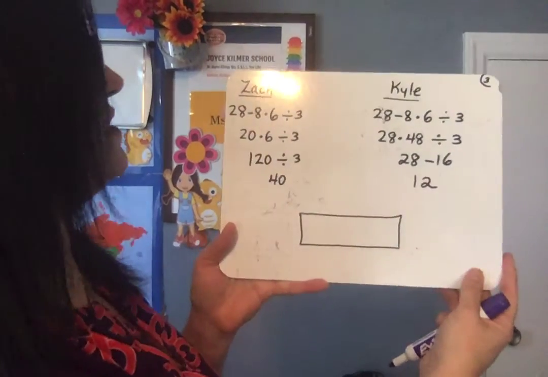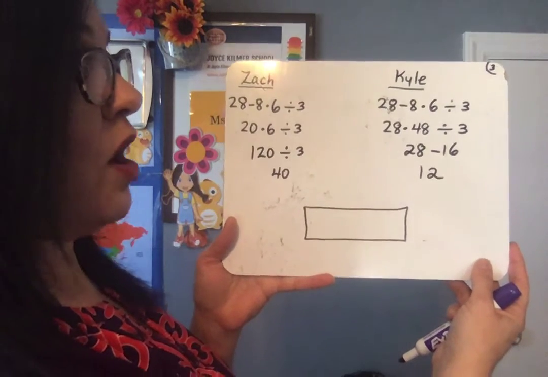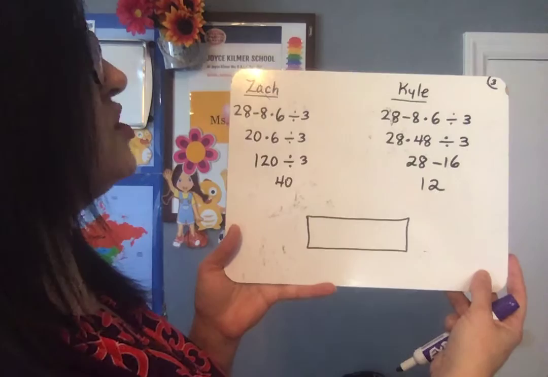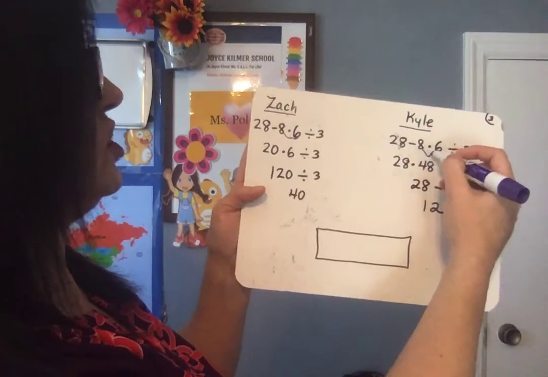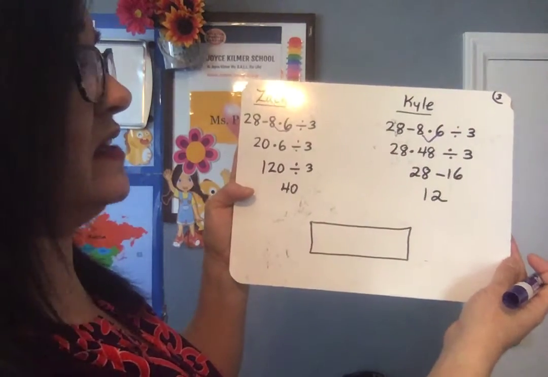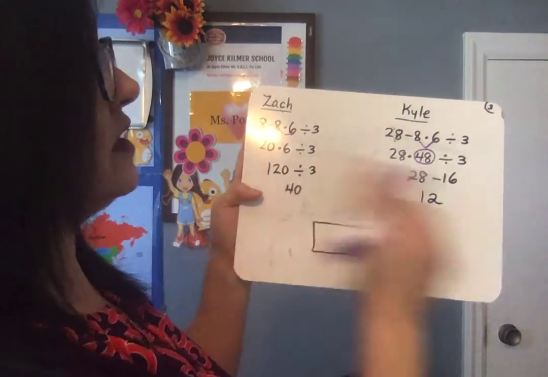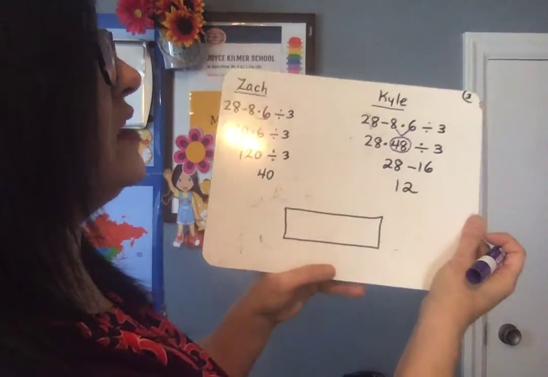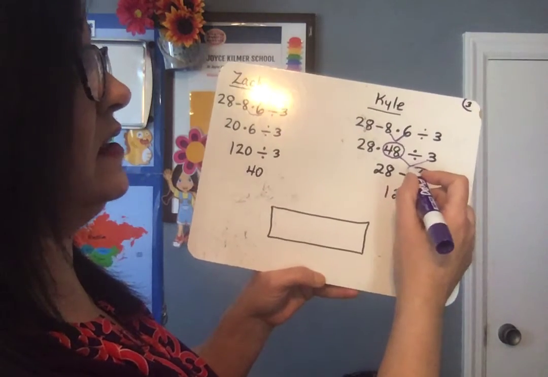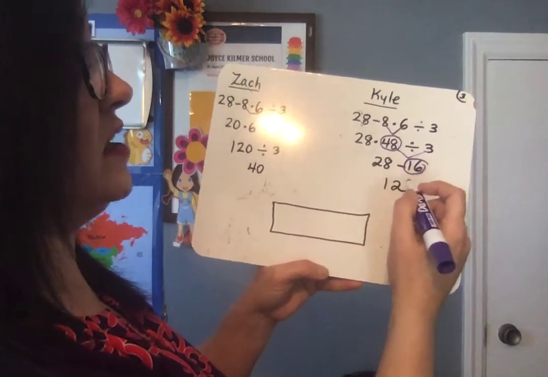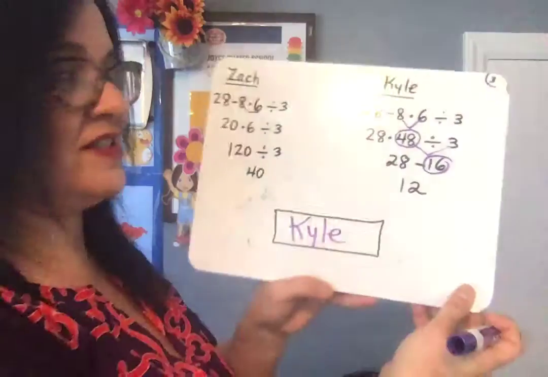If we look at 28, take away 8 times 6 divided by 3, are there parentheses? No. Are there exponents? No. Multiplication and division, whichever comes first. We have 8 times 6, which is first. So what we should do is say 8 times 6 is 48, which Kyle did. Zach didn't do that. So let's see if Kyle continues to be correct. Next, we have division. So 48 divided by 3 is 16. Bring down my 28, and 28 take away 16 is 12. So I would drag and drop Kyle's name in the box. So he did it right.